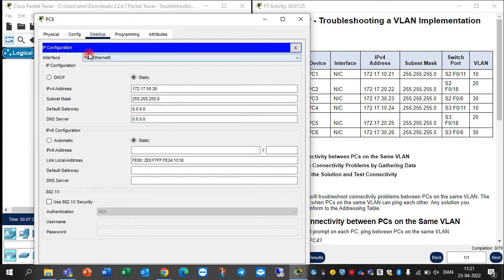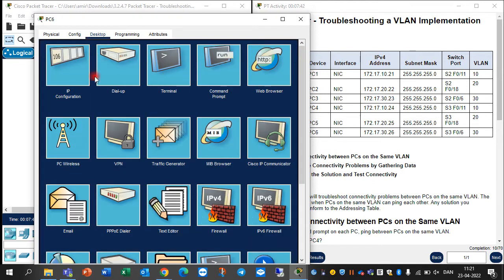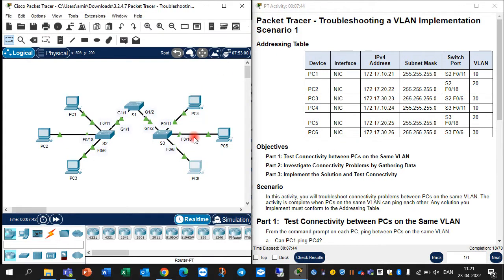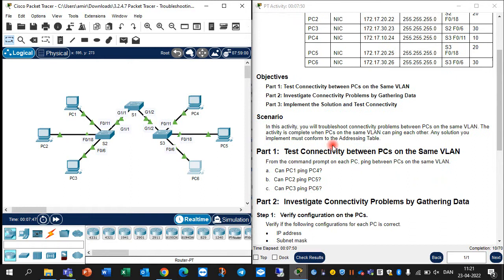no, it's not correct. PC6 should be 172.17.30.26, this is the first problem and first issue, with 255.255.255.0, and it's correct right now, and you can also check. It doesn't need to be saved in the PC mode here.